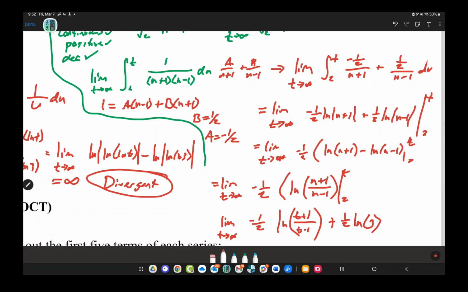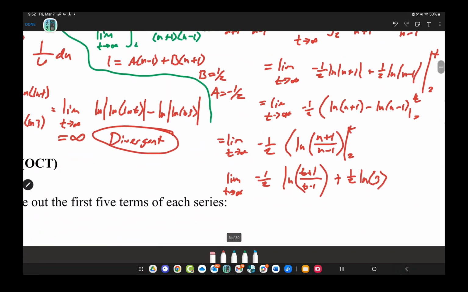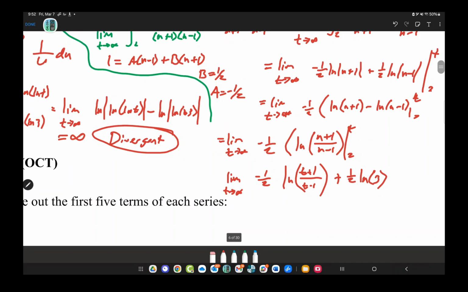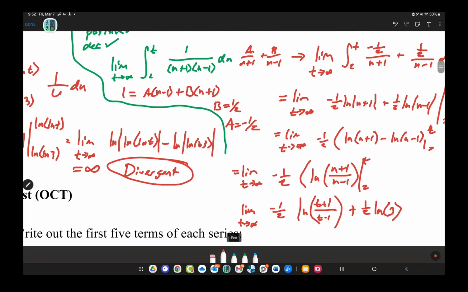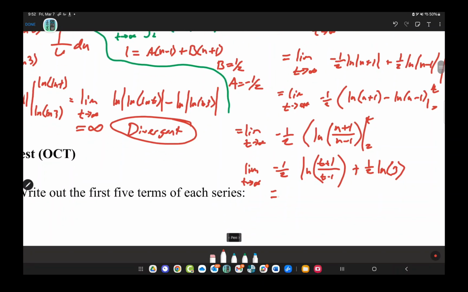What do I see goes to infinity here? 1. I call it 1. Yeah, because the ratio of coefficients is 1 over 1, right? So this will approach 1. So we get negative 1/2 times the natural log of 1 plus 1/2 natural log of 3.